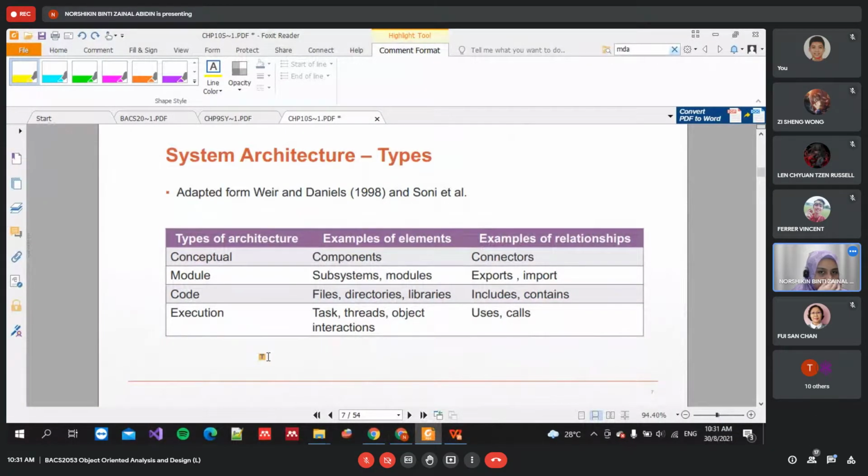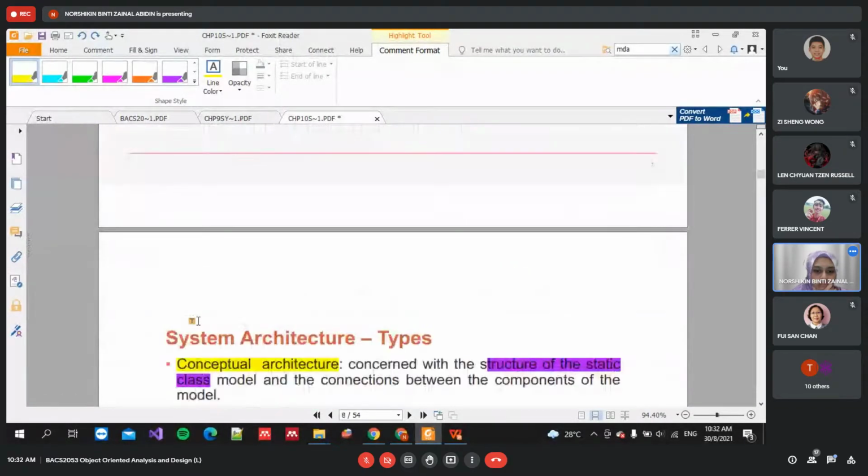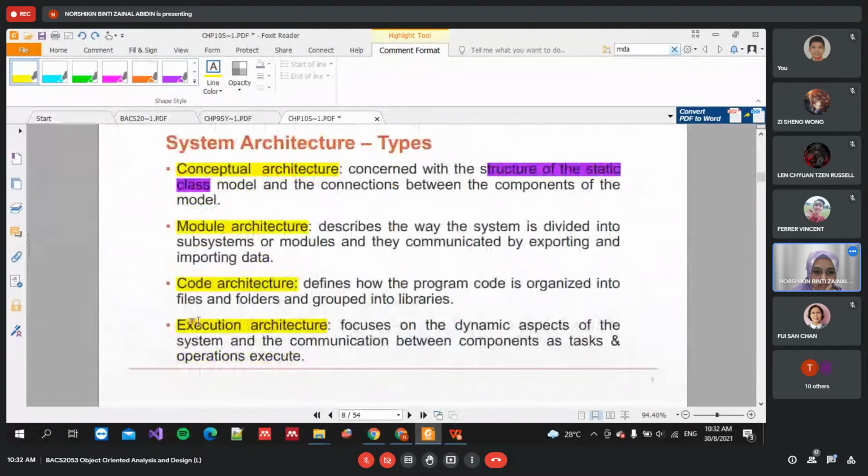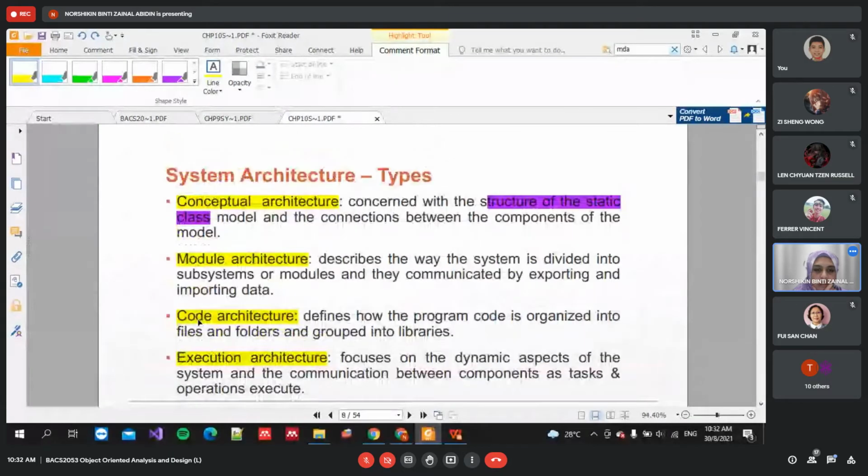Okay, so you need to remember the type of module, but this one is actually adapted from this guy: conceptual model, code, and execution. This one is the explanation based on the type just now. So the first one is conceptual architecture.